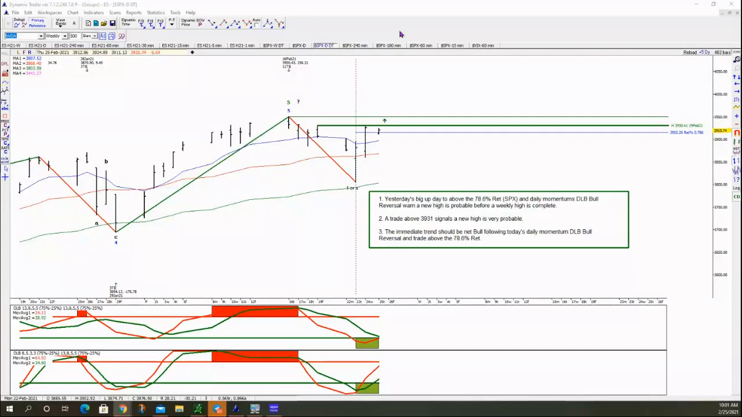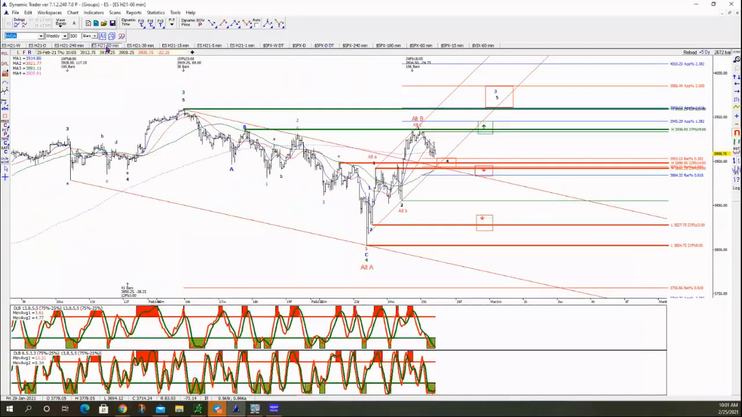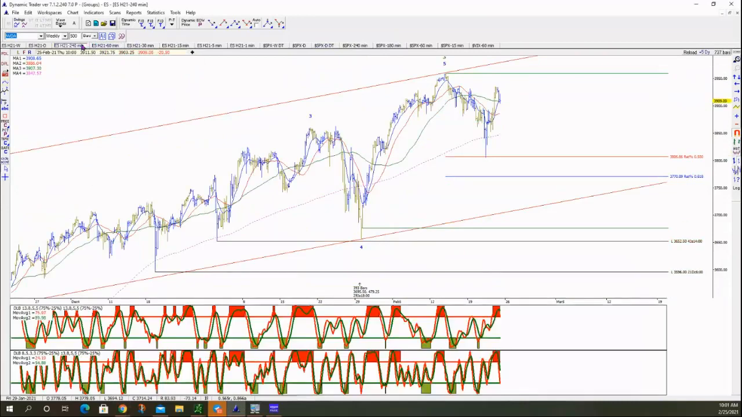I posted this morning too that if price gets over 3930.41, we'll probably have a higher high on SPX. So that's where I think we are right now. Let me drop it down to the ES 60-minute charts that I posted this morning, but let me see over here before I do that.